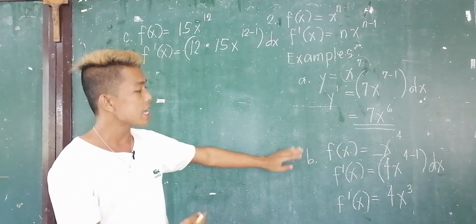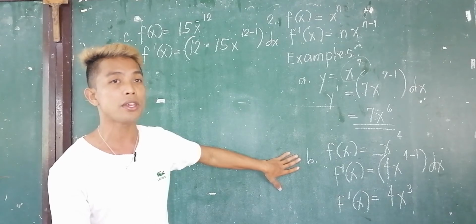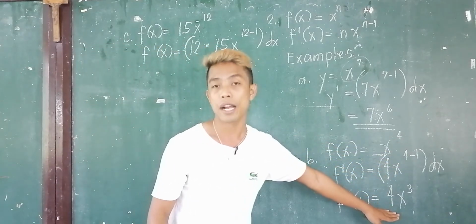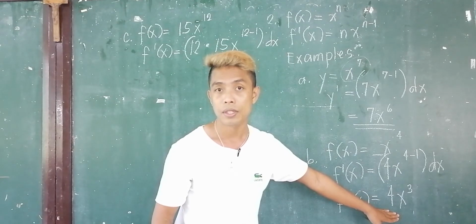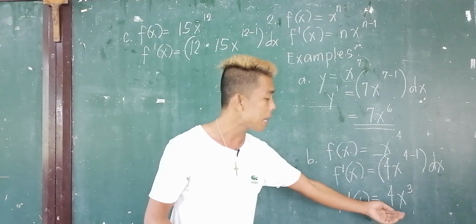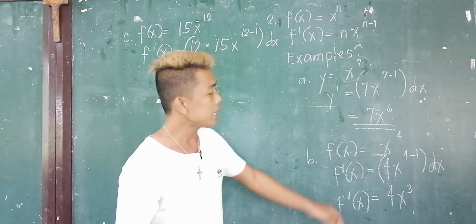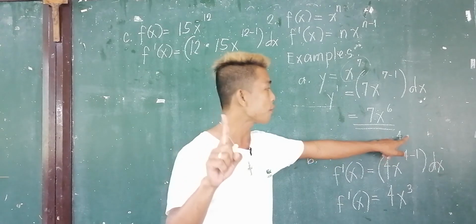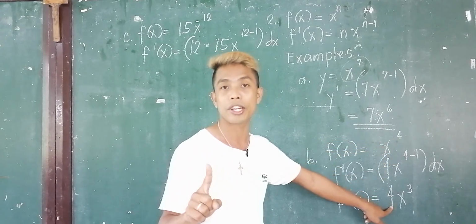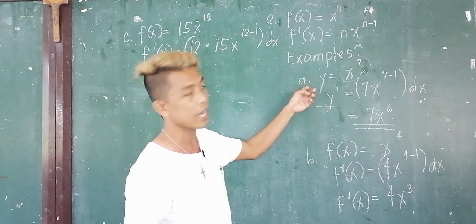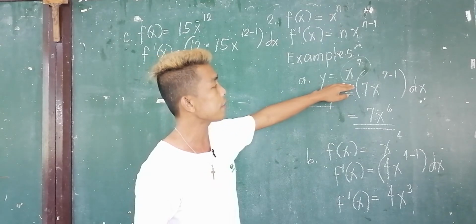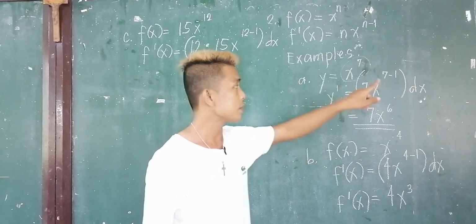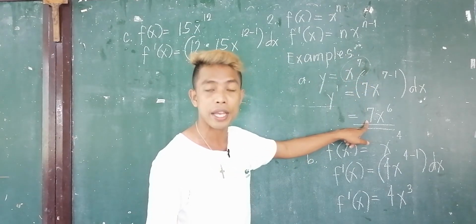You will notice that for letter B, we are just copying the exponent in front of the given function. Why? We said we multiply. Why is it just 4? Because the numerical coefficient of x raised to 4 is 1. So, 4 times 1 equals 4. The same goes for letter A. The numerical coefficient of x raised to 7 is 1. So, 7 times 1 equals 7.